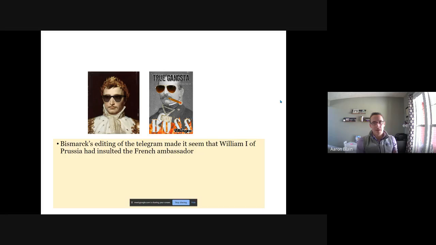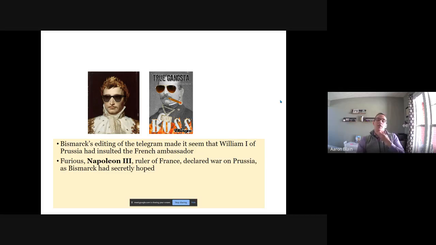So William is the figurehead of Prussia, and Bismarck edits a telegram making it seem that William I of Prussia had insulted the French ambassador. So he makes this thing up. A German's insulting a French ambassador. Completely made up scenario, right? Well, the French are all mad about it because their pride has been damaged. So Napoleon III of France declares war on Prussia, and it's exactly what the Germans needed. They wanted a scenario where they would be instigated, they have reason to go to war, and they get it.